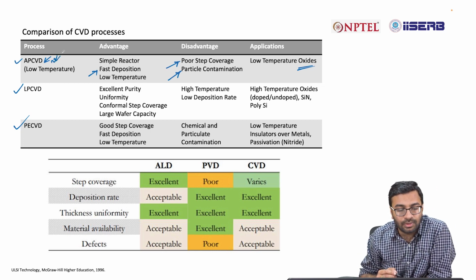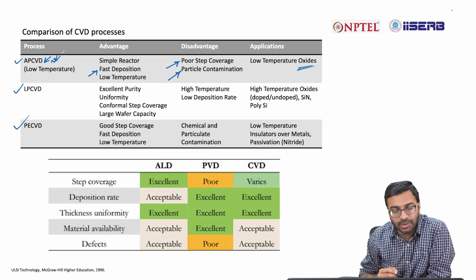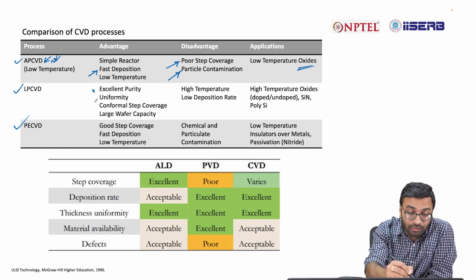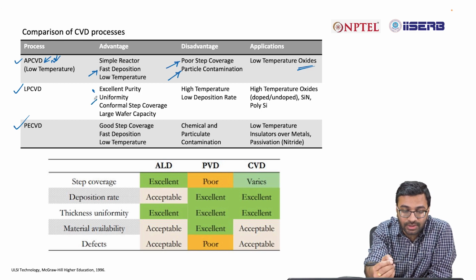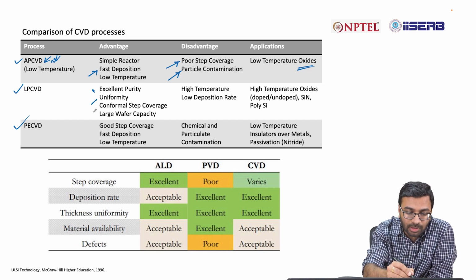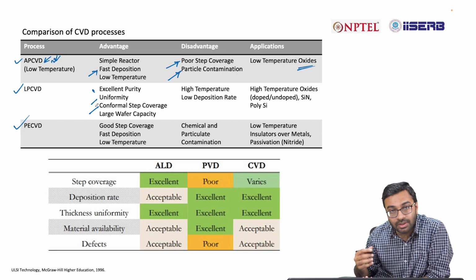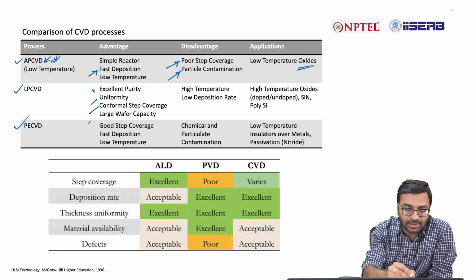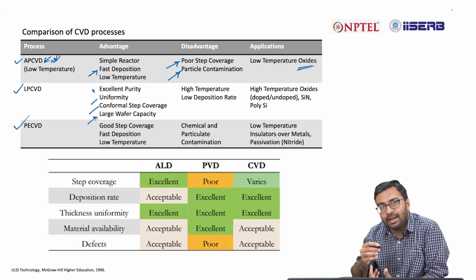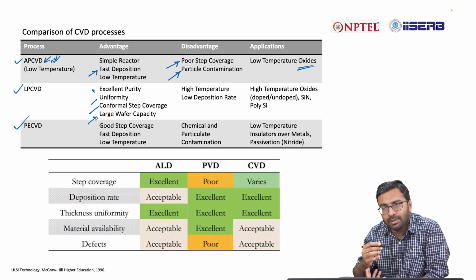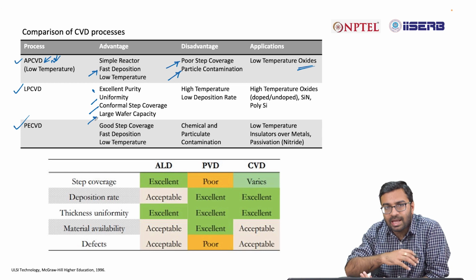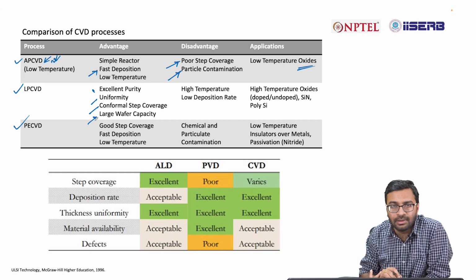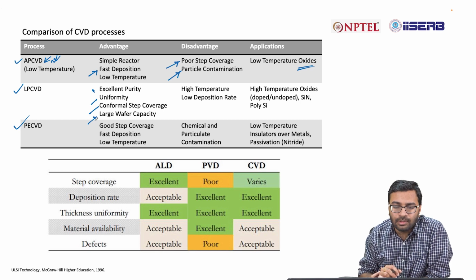However, in case of low pressure CVD, the purity is excellent. This is one of the advantages. The uniformity is good in case of low pressure CVD. It has a conformal step coverage. So, the step coverage is better, and it has a large wafer capacity. That means it can help us to deposit film in a batch process. So, you can put lot of wafers in that reactor.